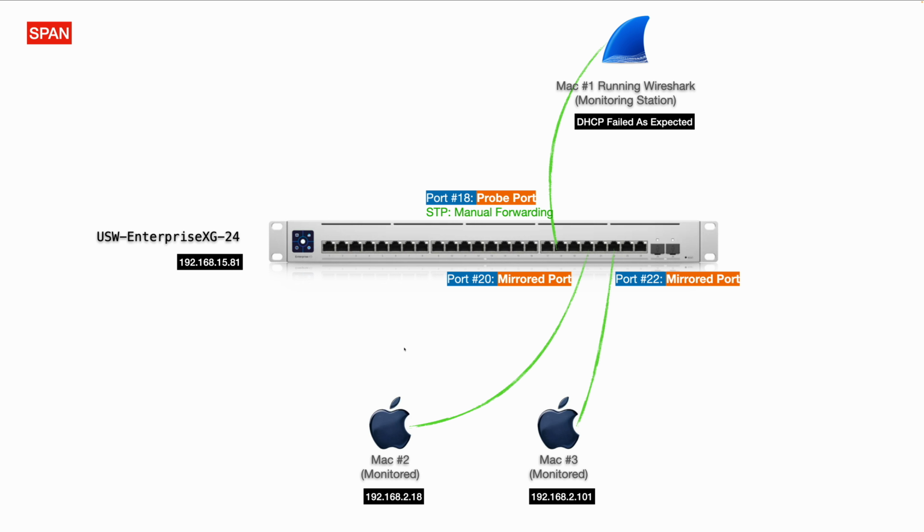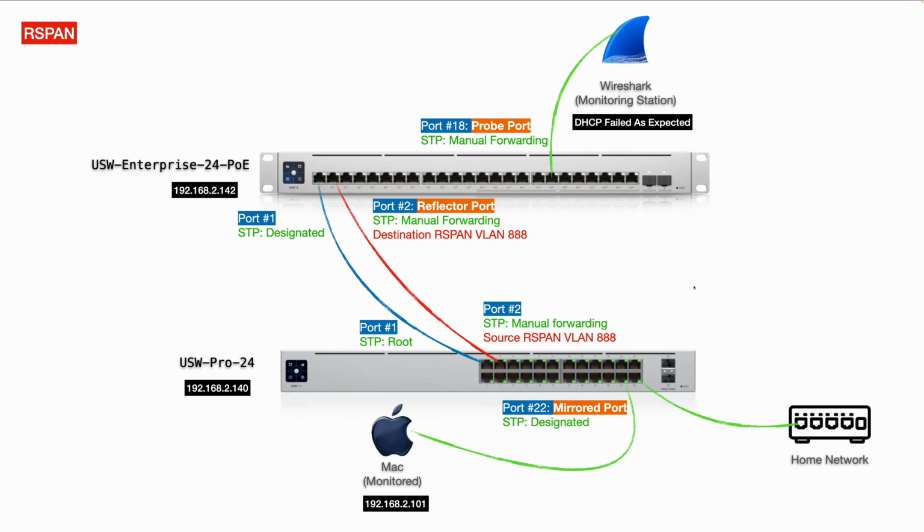The second part covers the limitations in the network controller, and whether there are any workarounds to achieve something which is not available on the network controller. In the next video, we are going to talk about RSPAN using UniFi switches, and whether and how you can achieve RSPAN.